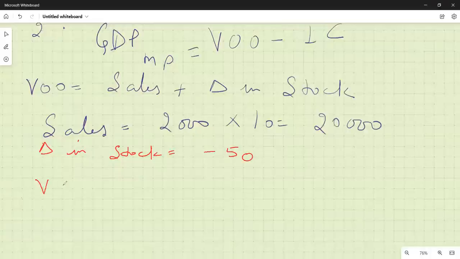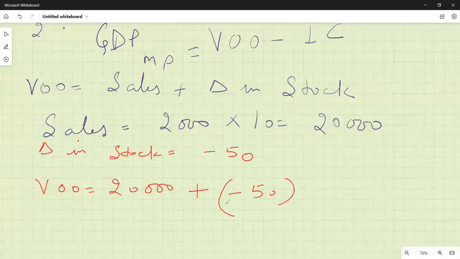So what will be the value of output is equal to sales. Sales is equal to 20,000. And we have to do plus change in stock. We'll write the plus and minus 50 here. Okay. So value of output will be equal to 19,950. So this is the value of output we have calculated.